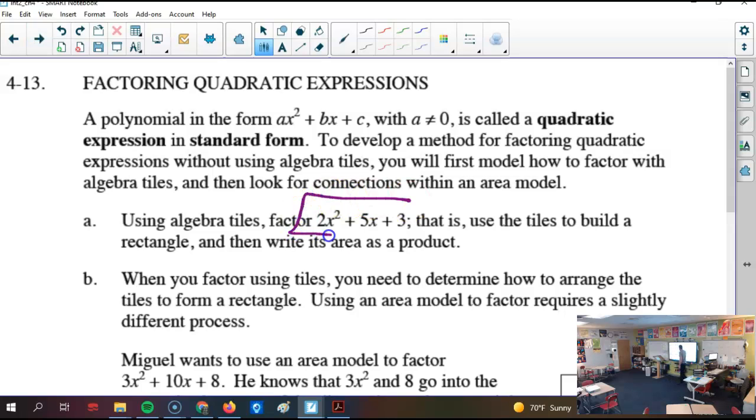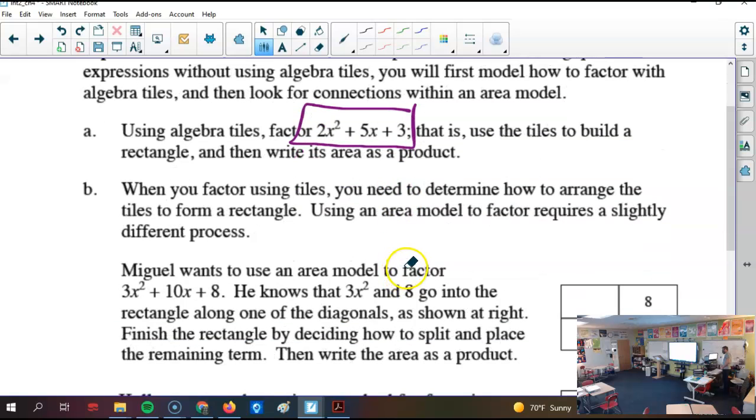2x squared plus 5x plus 3. Go ahead and write it down. One thing here: a cannot be 0, because then it's not a quadratic. I shouldn't use the word trick, but I also don't like the word rule. Go ahead and try that.